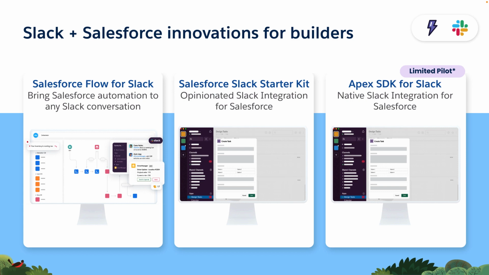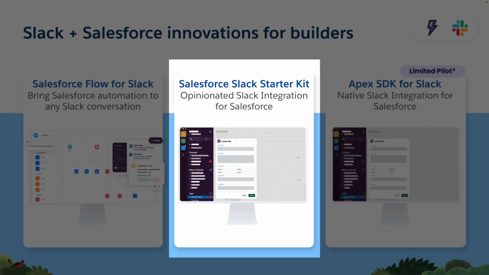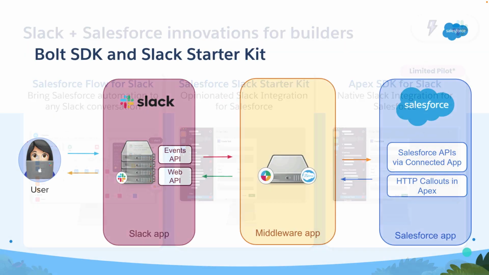The option we chose to use in the hack is Salesforce Slack Starter Kit. This project is available on GitHub. You can clone this project to create an opinionated minimum scaffold for building Salesforce and Slack integration. We'll check the project, but before that, let's see how this integration works.